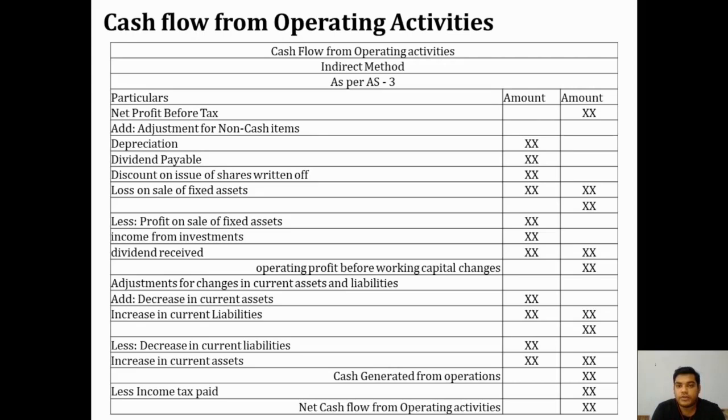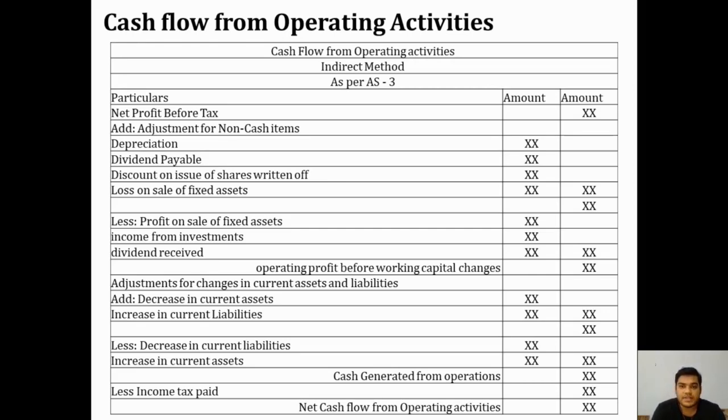This is the format of the operating activities, that is cash flow from operating activities. So this part is important. Whenever we are preparing the cash flow statement, the heading is important, that is cash flow from operating activities, indirect method as per accounting standard 3. There are two methods to prepare. One is direct method, another is indirect method. Most of us commonly follow indirect method. And even in the examinations, if you go through the previous year question papers, most of the questions have come on indirect method. So let us solve problems on indirect method first.